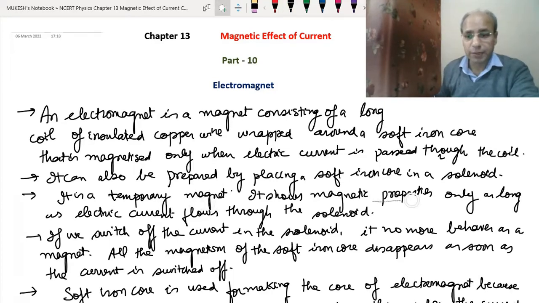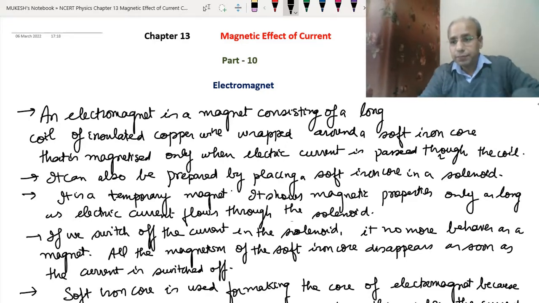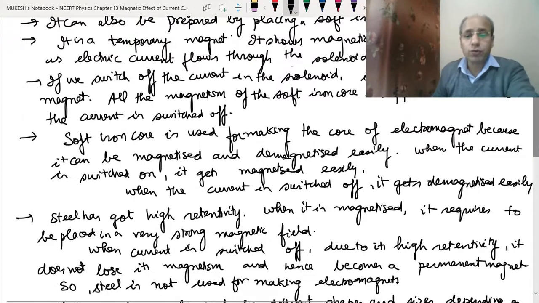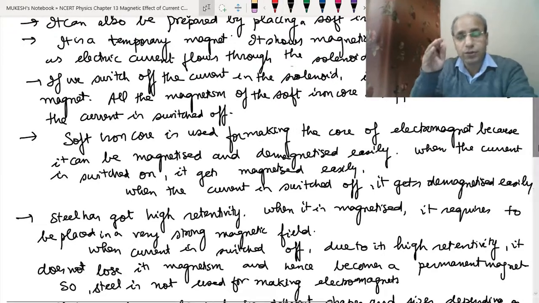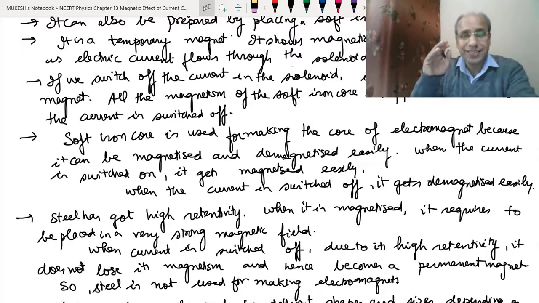It will show magnetic properties only as long as the electric current is flowing through the solenoid. Once we switch on the current, it will behave like a magnet. Once we switch off the current, it will no longer remain a magnet. Okay, and we use the soft iron core for making the core of the electromagnet. The reason is that the soft iron core can be easily magnetized. Once the current is switched on, it is easily magnetized, and it can be easily demagnetized also.